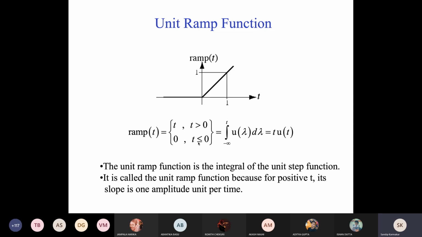Now comes the unit ramp function. The ramp function is defined as ramp t equal to t if t is greater than 0, and equal to 0 if t is less than or equal to 0. So the function is like a triangle, like a slope of a hill. This is equal to the integral of the unit step function from minus infinity to t, which is equal to t into u(t). Is that correct? The ramp function is the integration from minus infinity to t of u(lambda) d lambda. Is that correct?